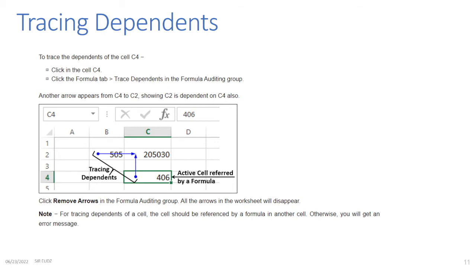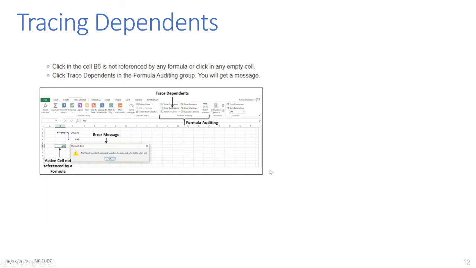Note, for tracing dependents of a cell, the cell should be referenced by a formula in another cell. Otherwise, you will get an error message. Click in the cell B6, which is not referenced by any formula, or click in an empty cell. Click Trace Dependents in the Formula Auditing group and you will get an error message.